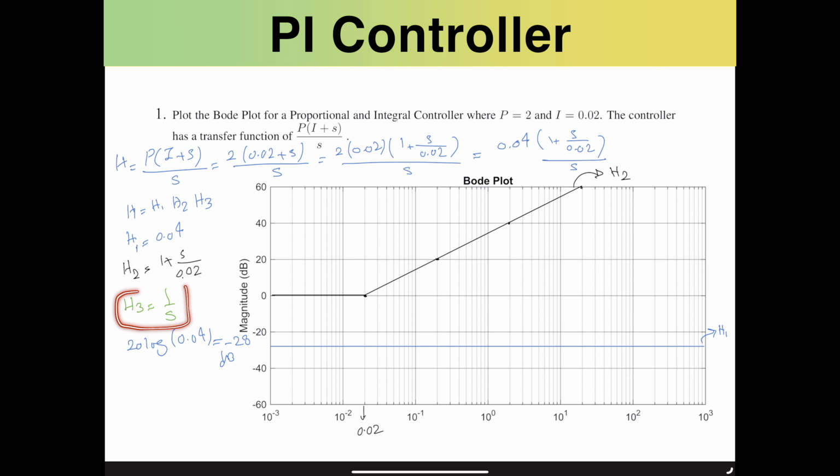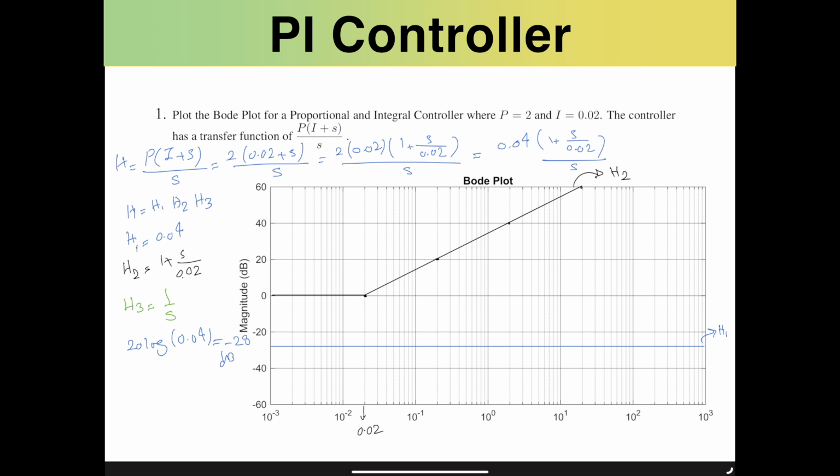Now moving forward, H3 is essentially 1 over S, which is a famous singular case. In this case, because we don't have the exact value of the pole visible in our log scale, which is 0, we just need to think about another method. As we discussed, we need to find out that this 1 over S is going to pass through a single point that we need to determine. And obviously, the slope of that line is going to be minus 20 dB per decade.